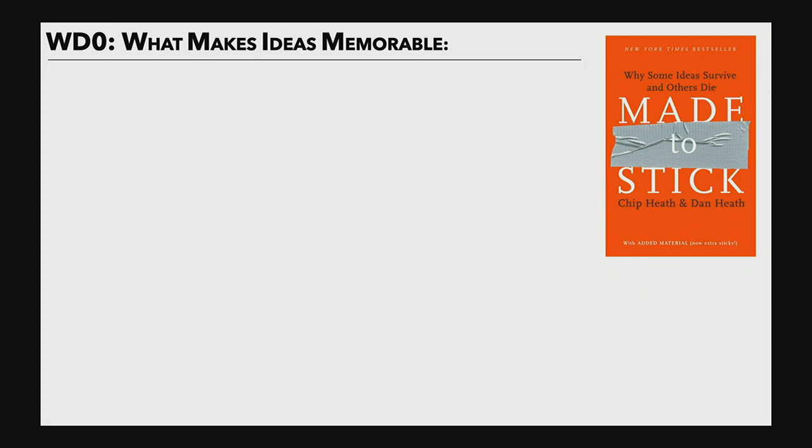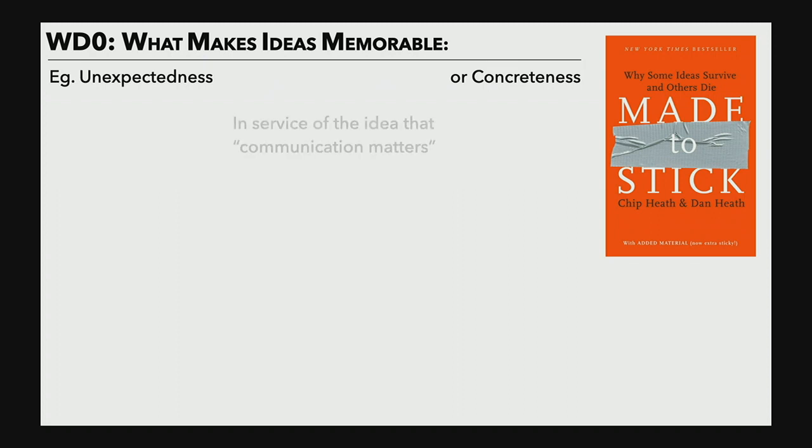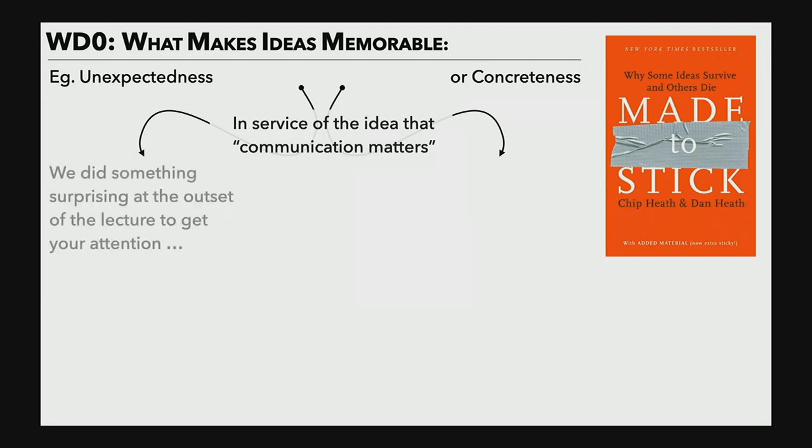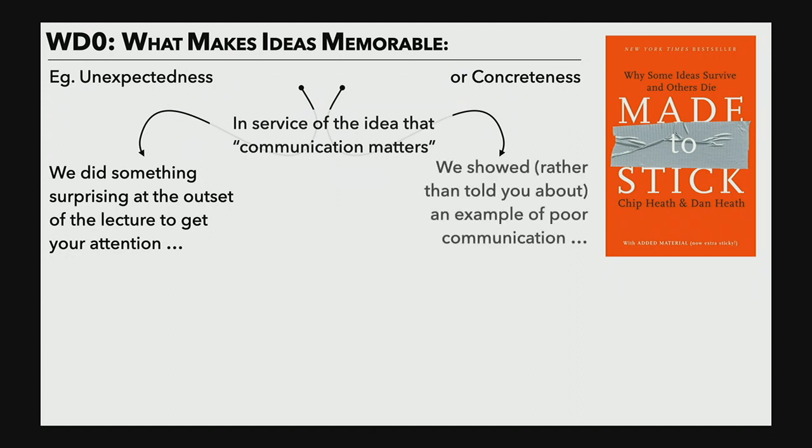And we'll talk a little bit about what we did at the beginning of this class, right? We tried to apply two of these principles to make for a sticky message around why communication matters, right? We took the idea of unexpectedness, which is to add a surprising element, and concreteness, which is to give you an explicit, clear, concrete example of something. We put those two principles in the service of the idea that communication matters, okay?